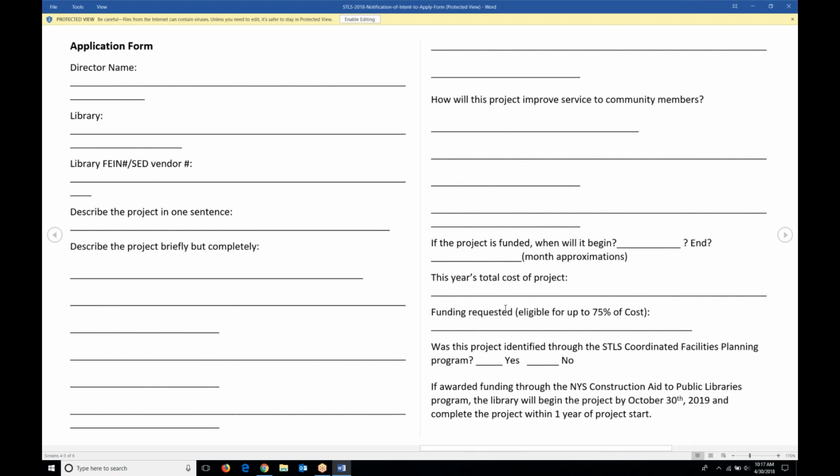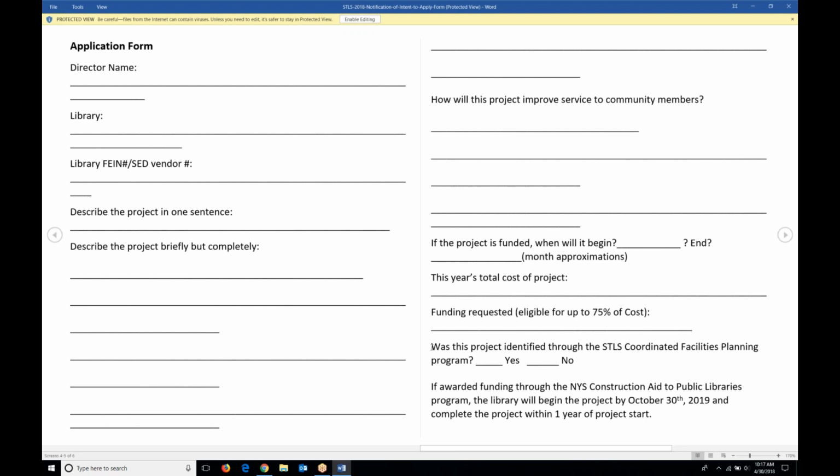Funding requested. This is just a math problem. Almost everyone in the system is eligible for a 75% match. So if this project is $100,000, you can request funding of $75,000 here. If for some reason you've already decided that you want to only request half, you may. No project can be smaller than $5,000 as a total cost.